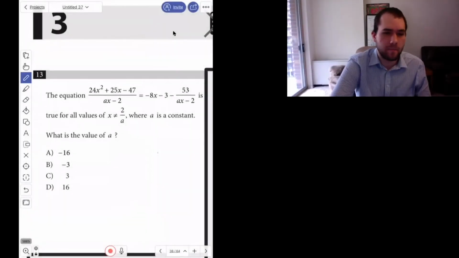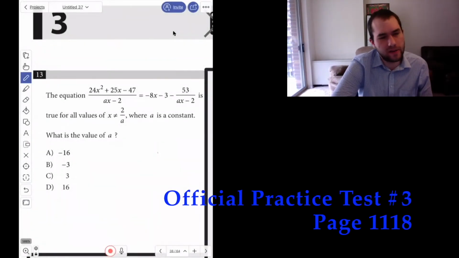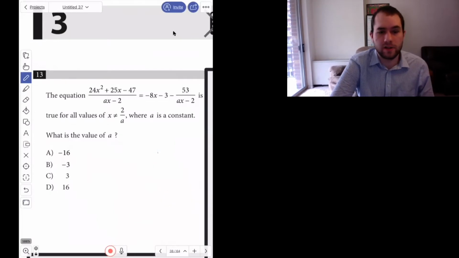In today's video, we're looking at question number 13 on page 1118 of our SAT Big Blue Book. Let's read it together. The equation (24x² + 25x − 47) / (ax − 2) = −8x − 3 − 53 / (ax − 2) is true for all values of x not equal to 2/a, where a is a constant. What is the value of a?